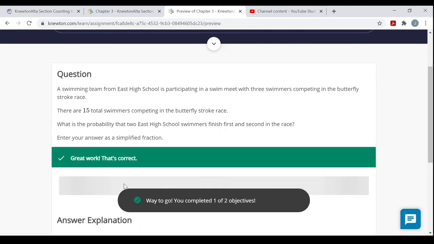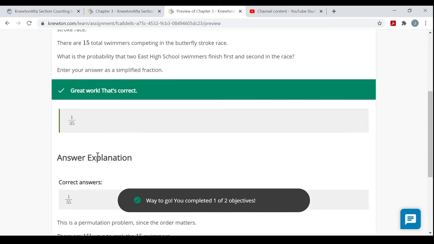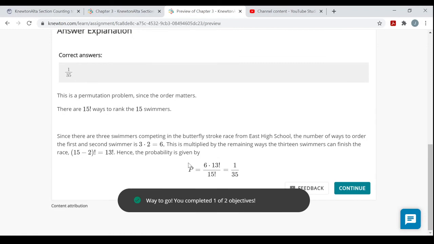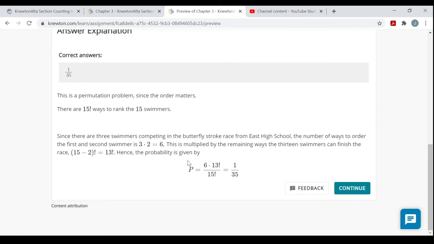All right, sorry, I entered the 1/35th there. Right. Yeah, see, it's 6 times 13 factorial. Yeah, 3 times 2. They'll say 3 choices for a swimmer from East, then times 2. That's the same as 3P2 right there. Yeah, so 6 times 13 factorial divided by 15 factorial, 1/35th. All right, so I guess you could take that away from that problem.